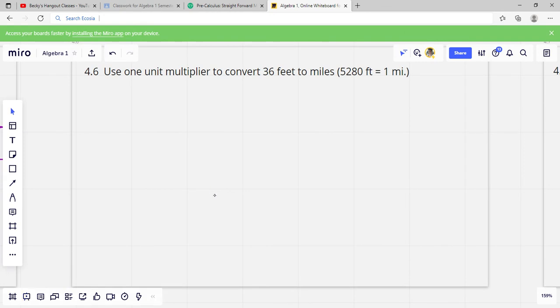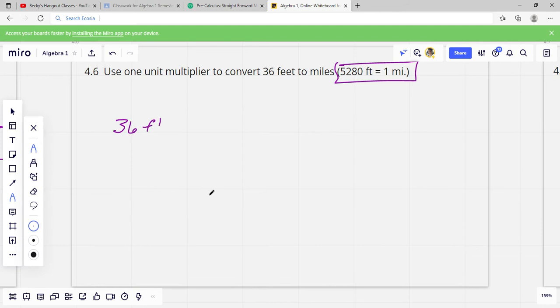Use 1 unit multiplier to convert 36 feet to miles. Okay, and it gives us our conversion for miles right here. All right, so first thing I'm going to do, I'm going to write 36 feet over 1. Now I got to figure out my unit multiplier. I know that I want feet to be on the bottom, so I have 5,280 feet, and then I have 1 mile on the top. All right, so then I can cancel feet and feet.